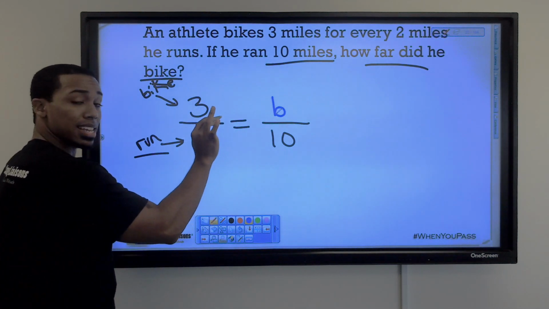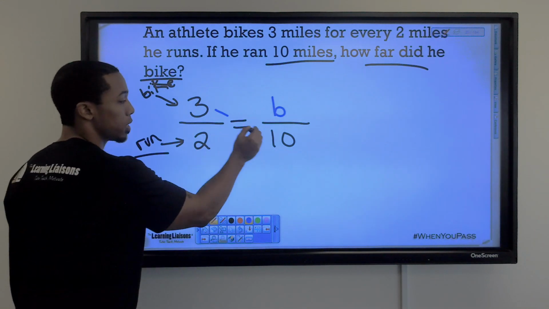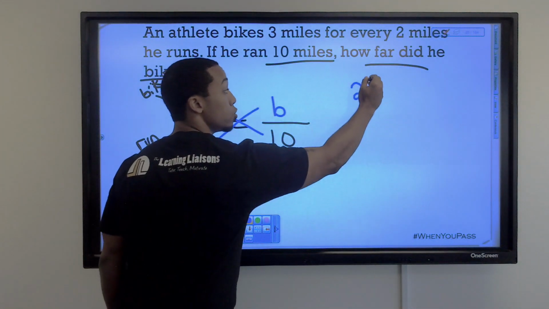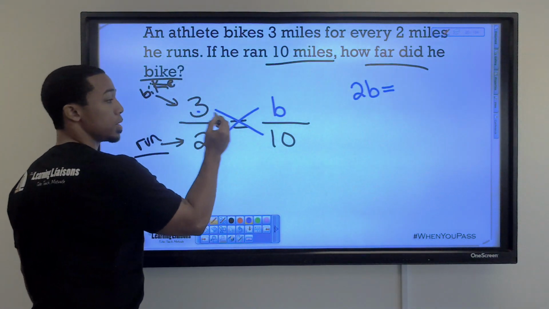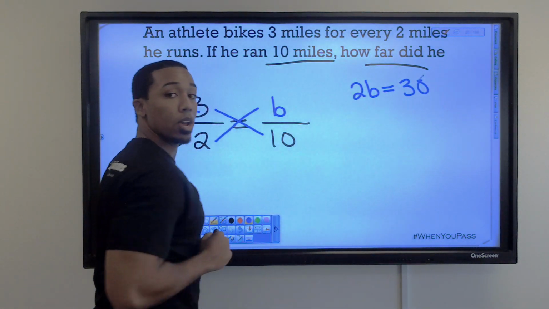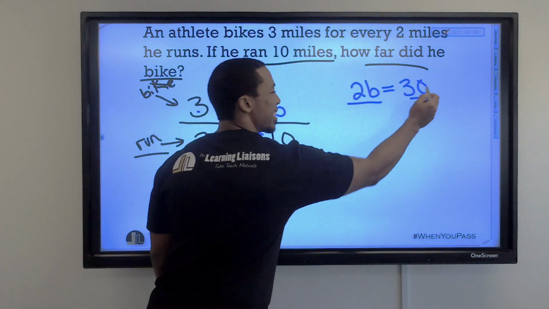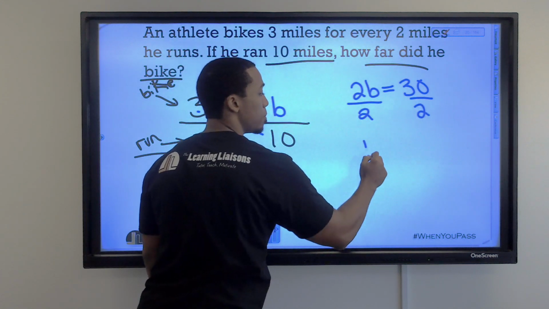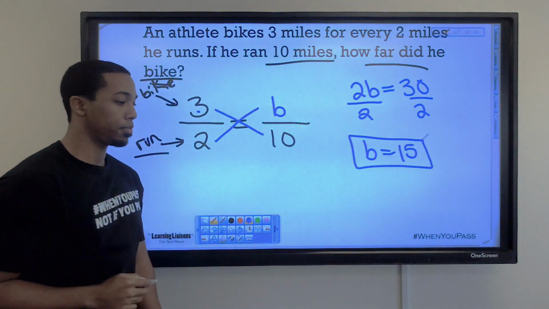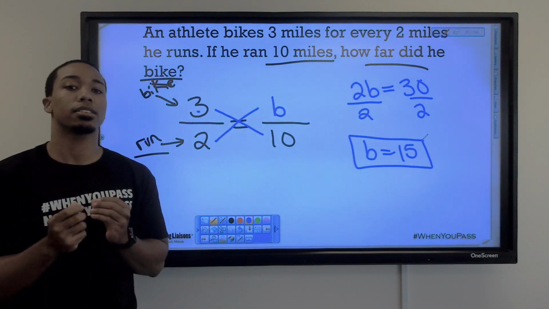So, like I said, if we're solving for that B, the easiest way to go about it, or the safest way, would be cross multiplication. So b times 2, that would be 2b. 3 times 10, that would be 30. I have my equation set up. 2b equals 30. I want to get b by itself, since I'm multiplying by 2, let's divide both sides by 2. And that would mean b equals 15. Boom. There we go. So b is 15, that means that the athlete biked 15 miles.